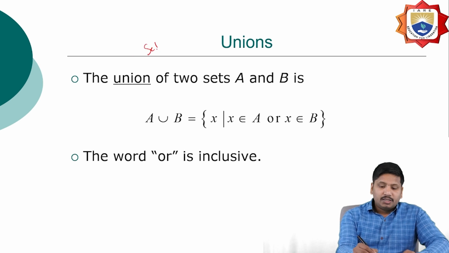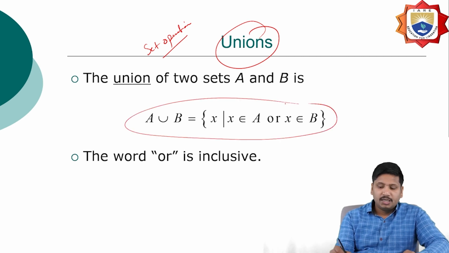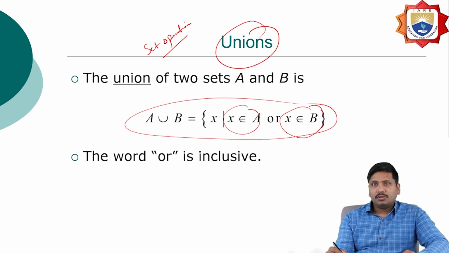And next, what are the set operations we are going to perform? So the first one is union. The union of two sets A and B is presented as A union B. That means every element of A and also every element of B. So the elements in both sets are treated as the union operation.